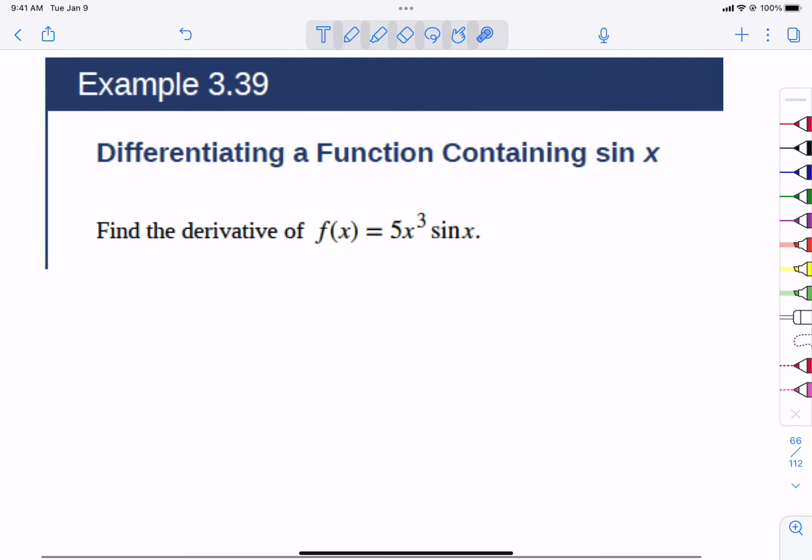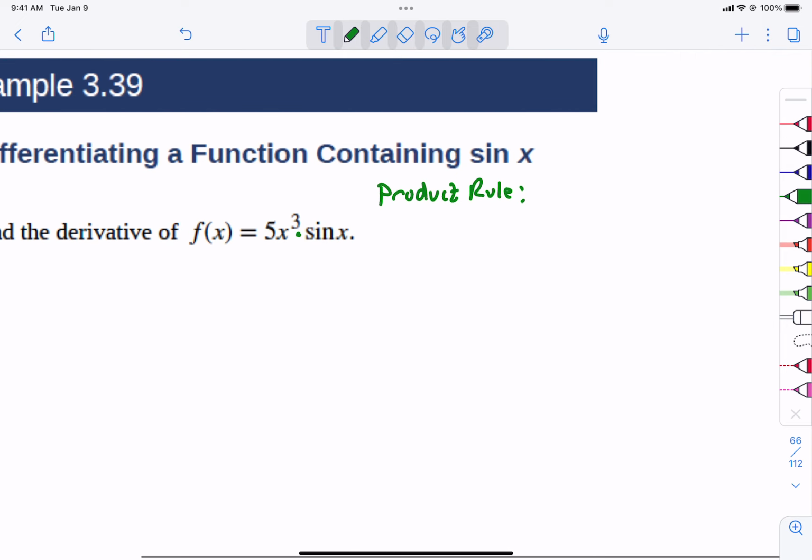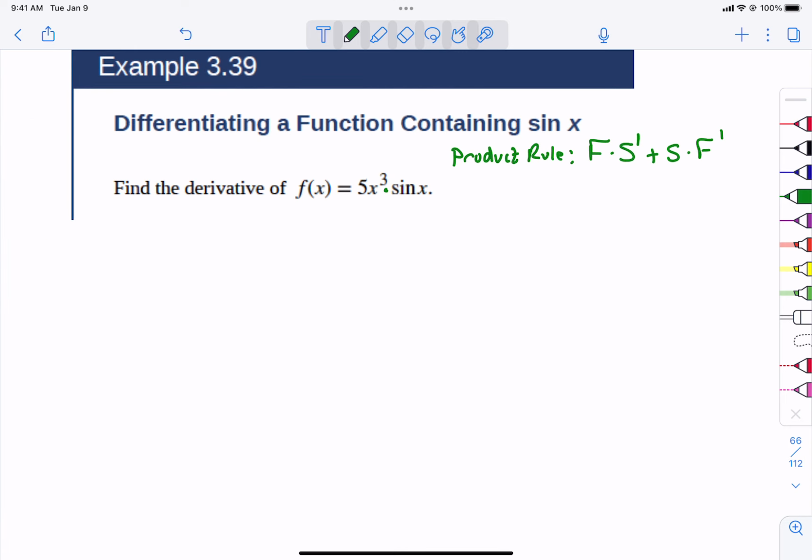So if they ask me to find the derivative of a function that contains a sine in it, put a big dot between it and something else, and remind yourself that we're going to use the product rule. That's a rule that we need to have memorized. Remember, it's the first times the derivative of the second plus the second times the derivative of the first. So this one will be our first, and this one will be the second. Most of the time I will attach the constant of 5 to the x cubed. So the 5x cubed is one piece of the product, and the sine of x is another.